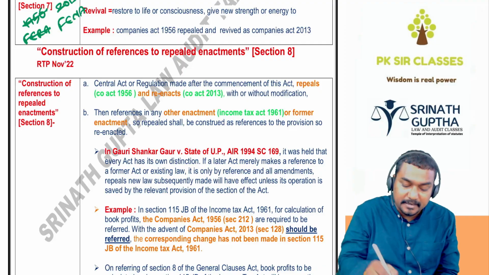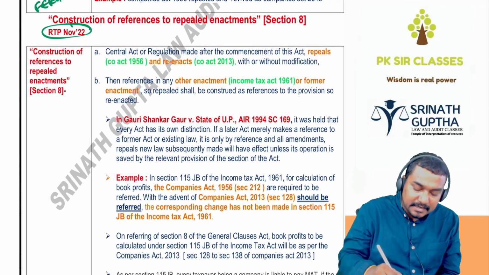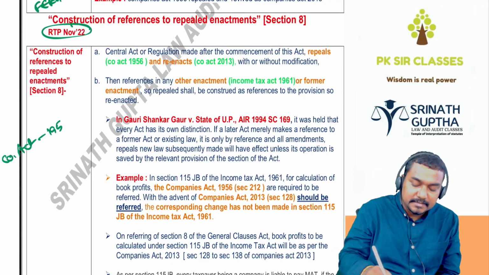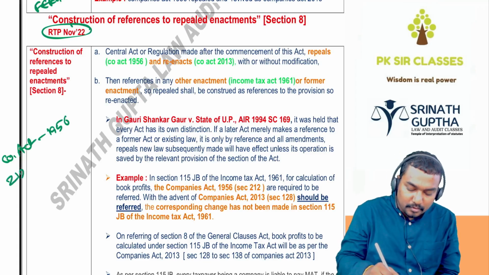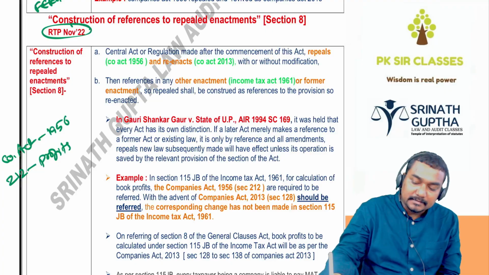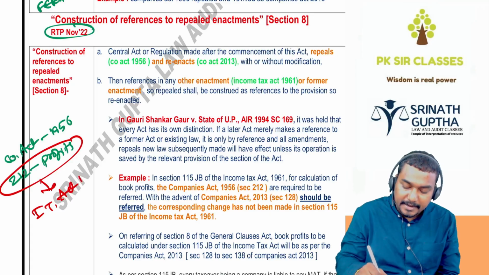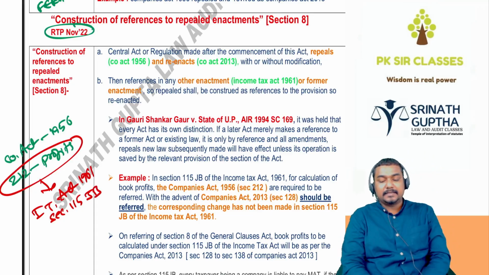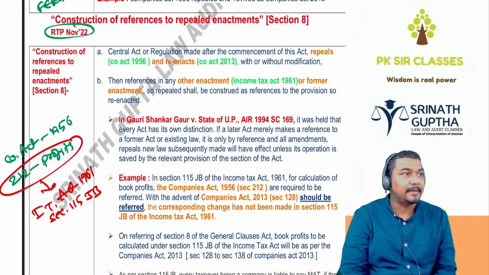Next, construction of references to repealed enactments. This concept has come in the exam once or twice, and it is a very important concept. Once upon a time there was an act called the Companies Act 1956. In that old Companies Act, section 212 deals with the profits of the company, and this 212 was referred to in the Income Tax Act 1961 in section 115JB. If you see Income Tax Act 115JB, the company has to pay tax on the profits as per section 212 of the Companies Act 1956.